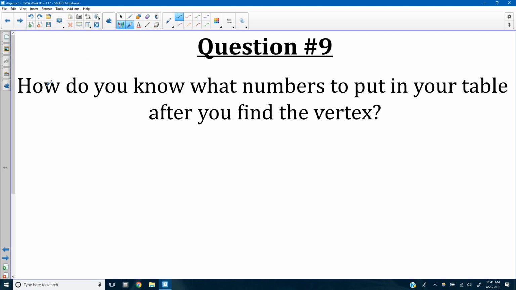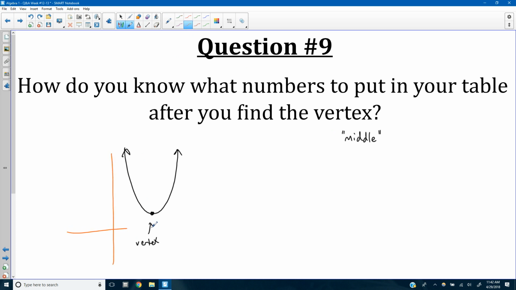Okay, the last 2 questions are based on graphing and not too much about it, but question number 9, how do you know what numbers to put in your table after you find the vertex? Well, the basic principle of our graphing things here is the vertex is kind of the middle of the graph. Now it's not necessarily right on the y-axis, but it's the thing that shows the symmetry in our parabolas. If we have a parabola and we want it to appear symmetrical on the left and the right, then the vertex is in the middle.